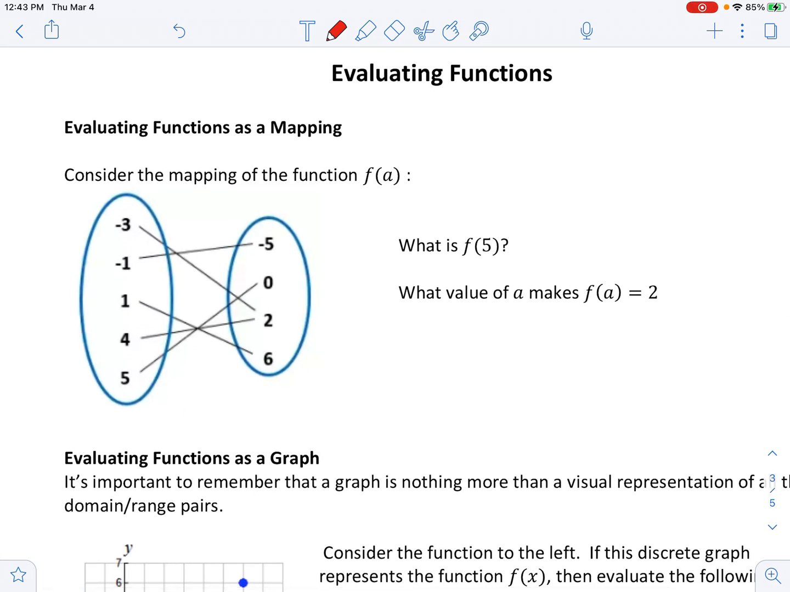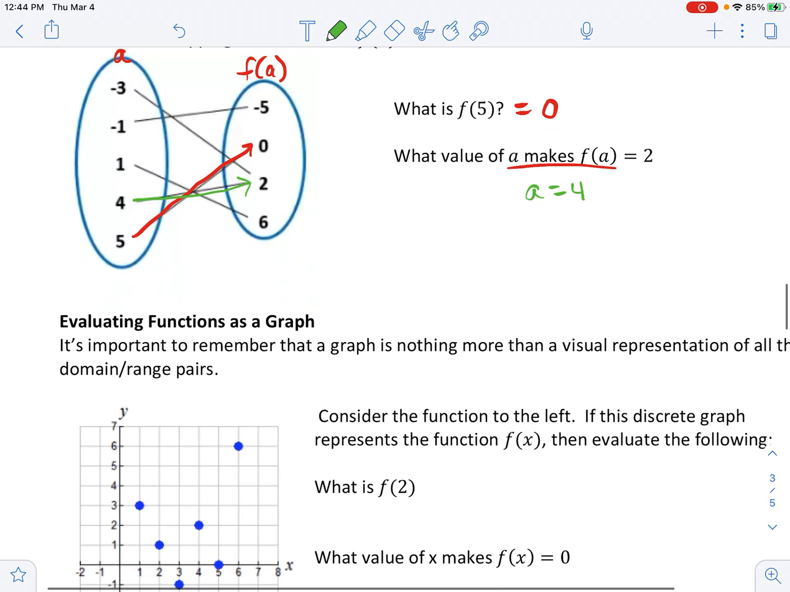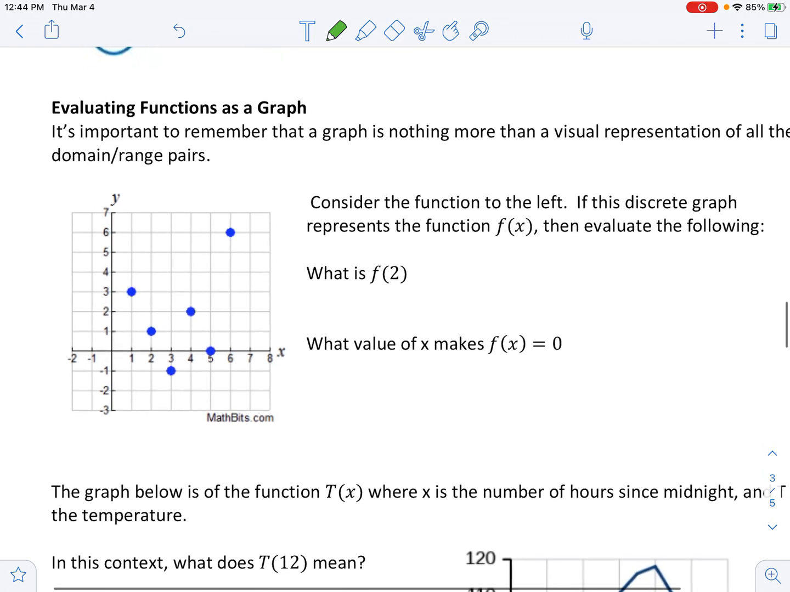We can also get it from a mapping. Let's consider this. This mapping is of function f, and a is the input value. So a is the first set of values, and then f of a, or the output, is going to be the second set. So what's f of 5? Well, when the input is 5, the output is 0. What value of a makes f of a equal to 2? Well, this time we're kind of working backwards. The output is 2, the input is 4, so a is equal to 4. Straightforward stuff.